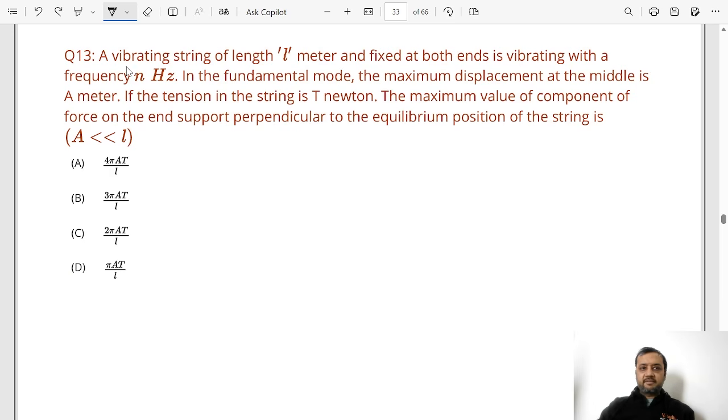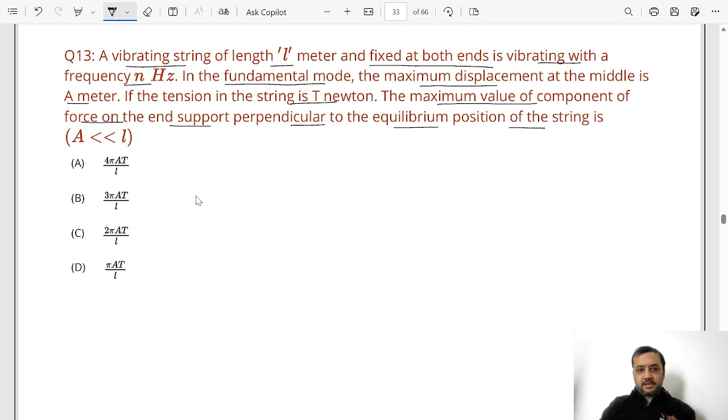Here in this question, there is a vibrating string of length L, which is fixed at both ends and vibrating with the frequency N. In the fundamental mode, the maximum displacement at the middle is A. Okay. So if the tension is T Newton, we have to find the maximum value of the component of the force at the end support perpendicular to the equilibrium position of the string.